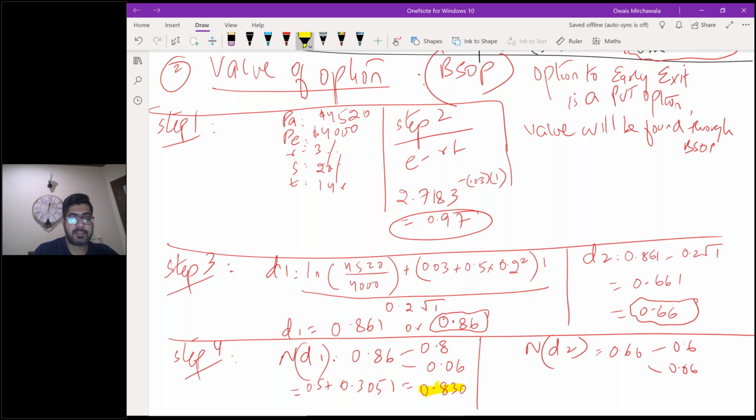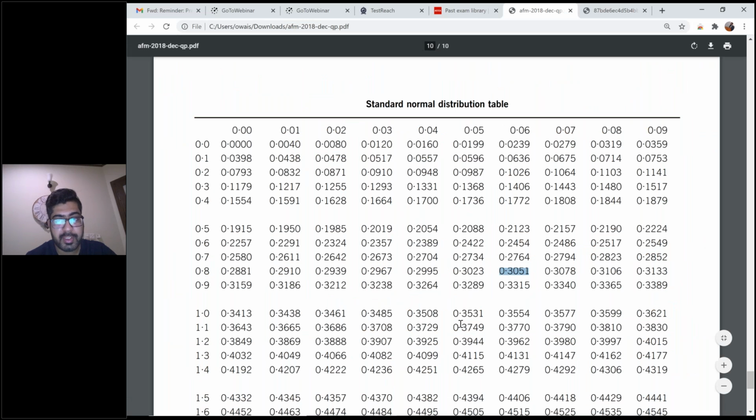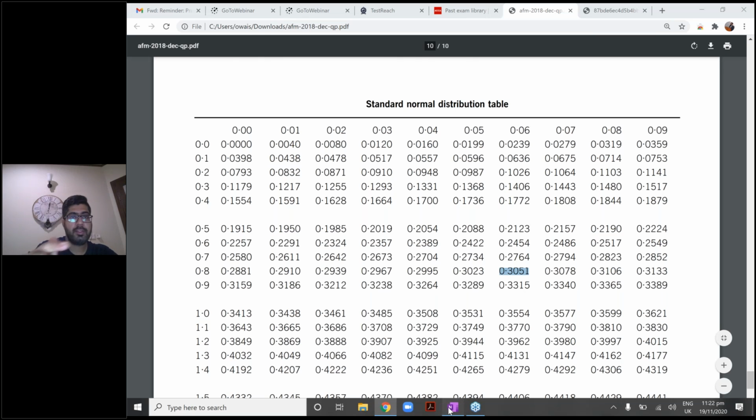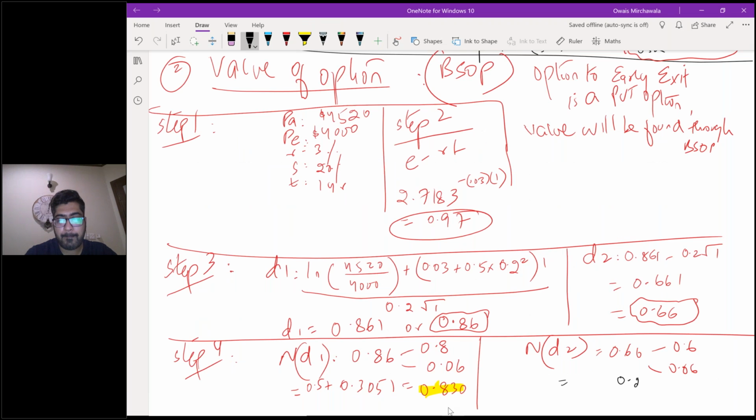And for ND2, 0.66, find the intersection of 0.6 and 0.06. So at the intersection of 0.6 and 0.06, it's 0.2454. So once it's 0.2454, positive value means add 0.5. 0.7454.